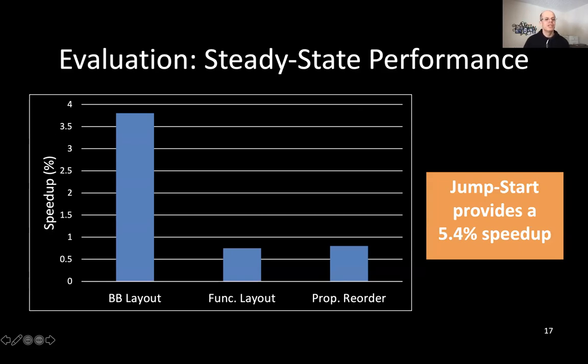Now, for steady-state performance, we evaluated the speed-up of those three optimizations that I described earlier. And the one that benefits the most from Jumpstart is basic block layout, which confirms the observations that we had made in the binary optimizer work, that found that optimization is highly dependent on the accuracy of the profile data. So basic block layout boosts performance of HHVM by another 3.8% just by improving the accuracy of its profiling, like we did in this work. And the other two optimizations still have a measurable but smaller impact of about 0.8% each. And overall, Jumpstart improves the steady-state performance by 5.4% for running the Facebook website.